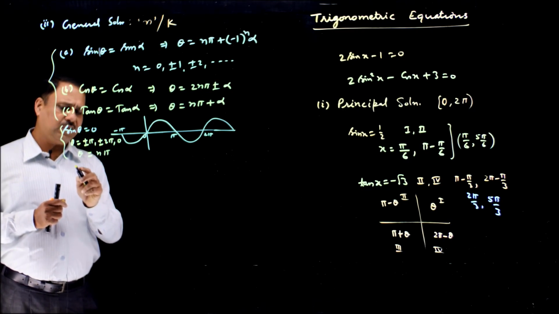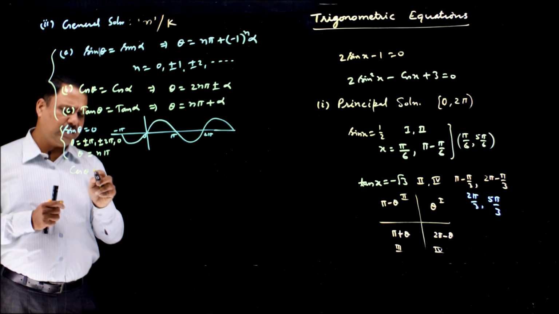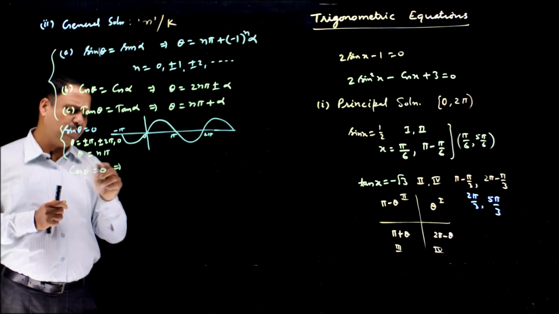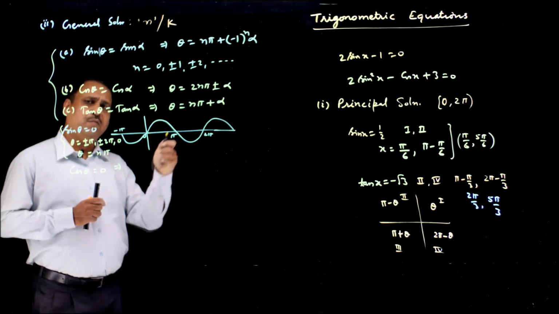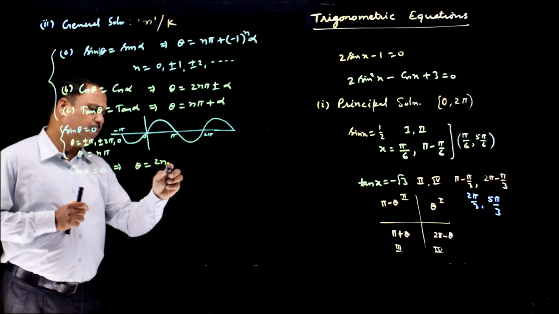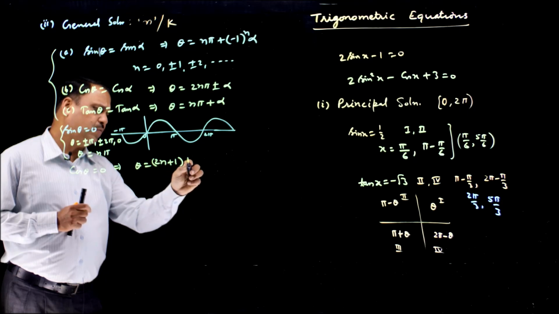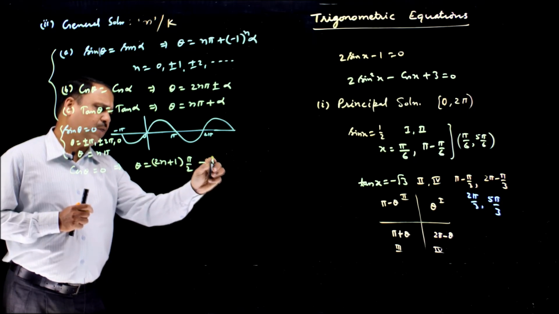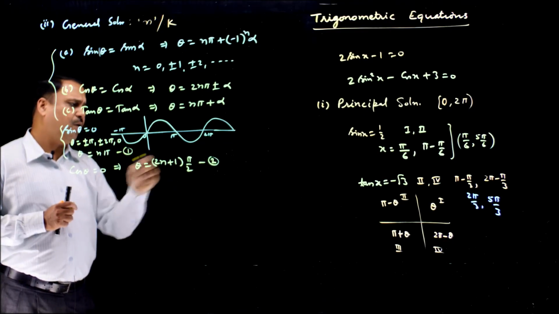Similarly, if I ask you cos theta is equal to 0, when is cos theta 0? At pi by 2, 3 pi by 2, 5 pi by 2, 7 pi by 2. So theta is equal to an odd multiple of pi by 2. So these two are very important results by which we will derive all other results.